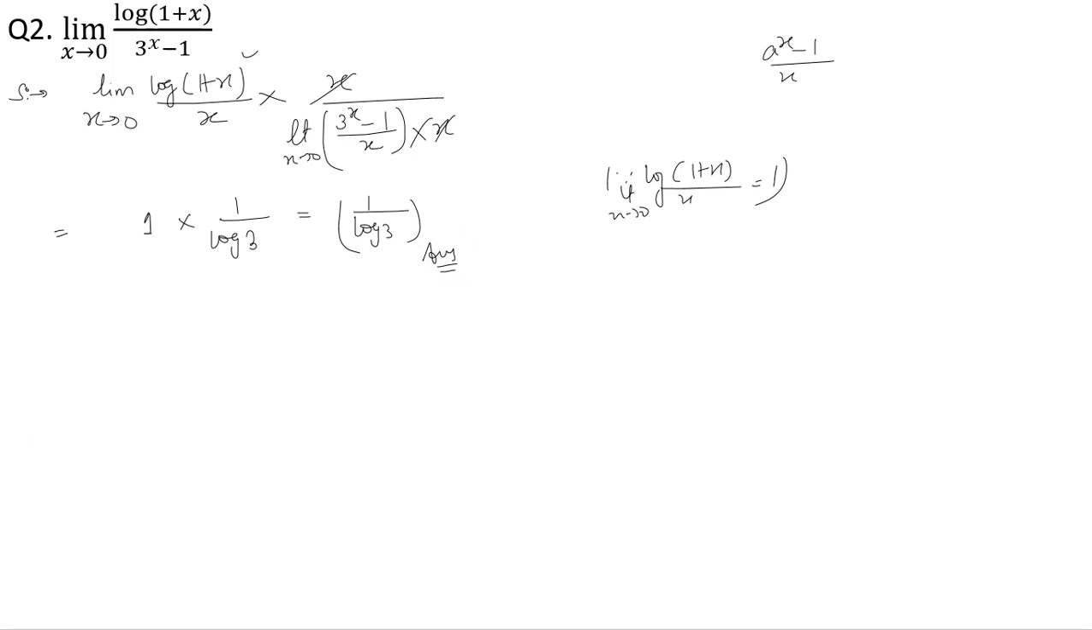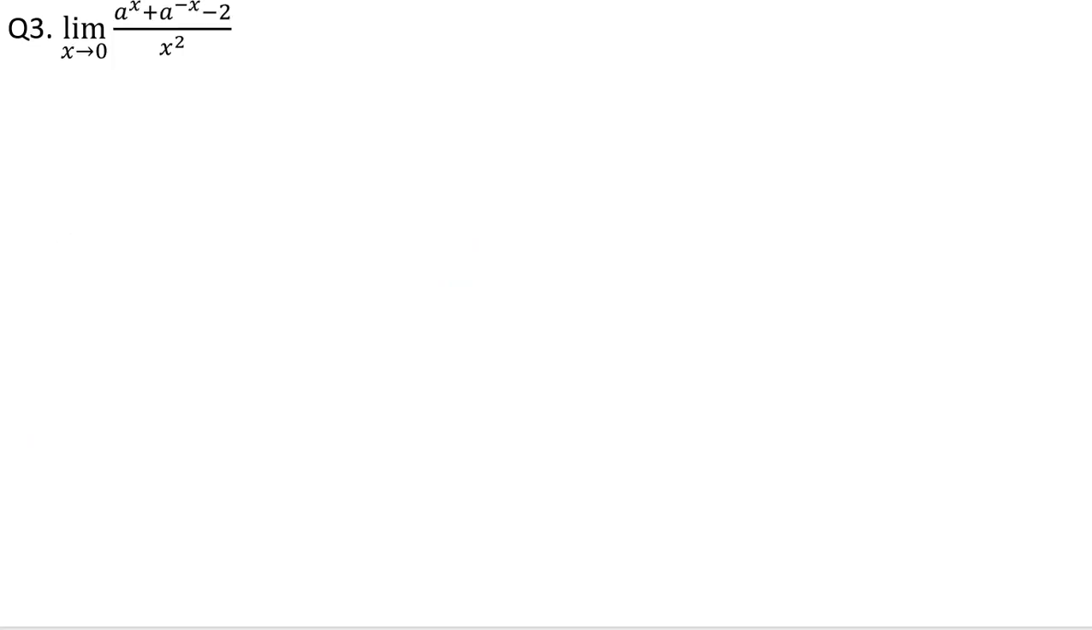Let's move to next question. I hope this is clear to you. Question number 3. Here we have a power x plus a power minus x minus 2, upon x square. So here we are going to factorize this term: a power x plus, we write a power minus x as 1 upon a power x, minus 2, upon x square.